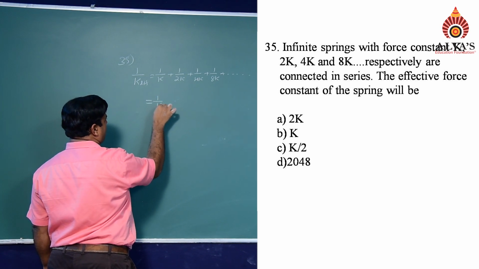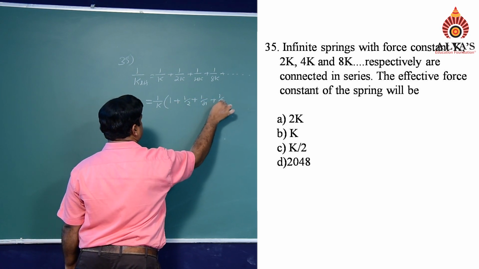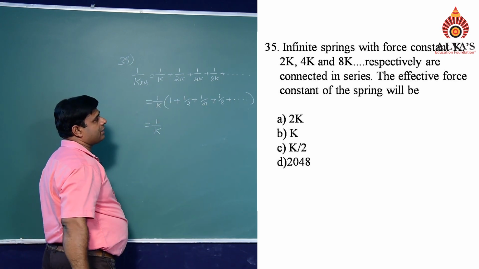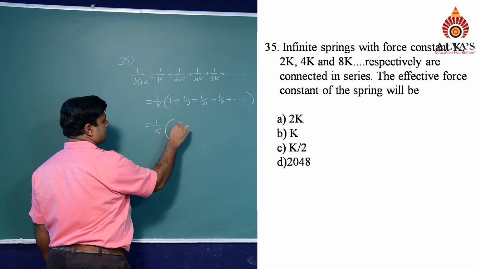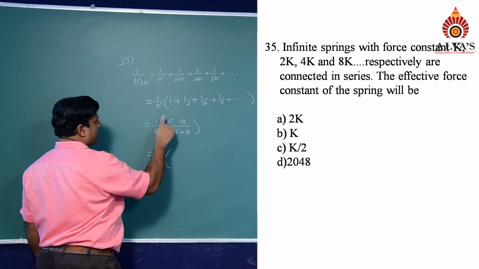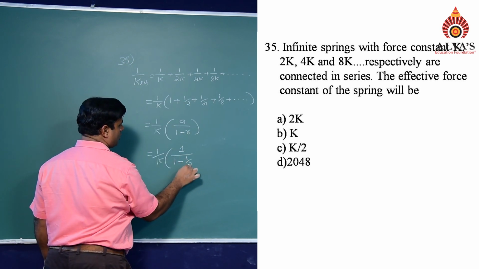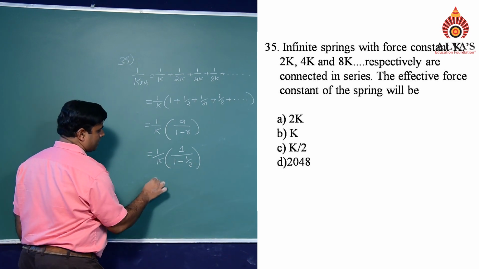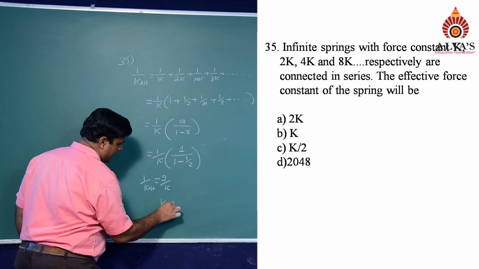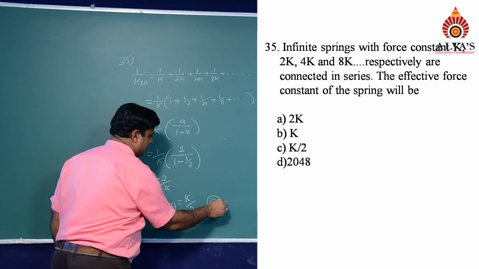1 by K is constant, take it outside: 1 by K into (1 plus 1 by 2 plus 1 by 4 plus 1 by 8 plus so on). This is nothing but a GP series, whose sum is a divided by 1 minus r. So, 1 by K into first term 1, r is the common ratio which is equal to 1 by 2, which gives rise to 2 by K equal to 1 by K effective, or K effective equal to K by 2. So, the answer is C.